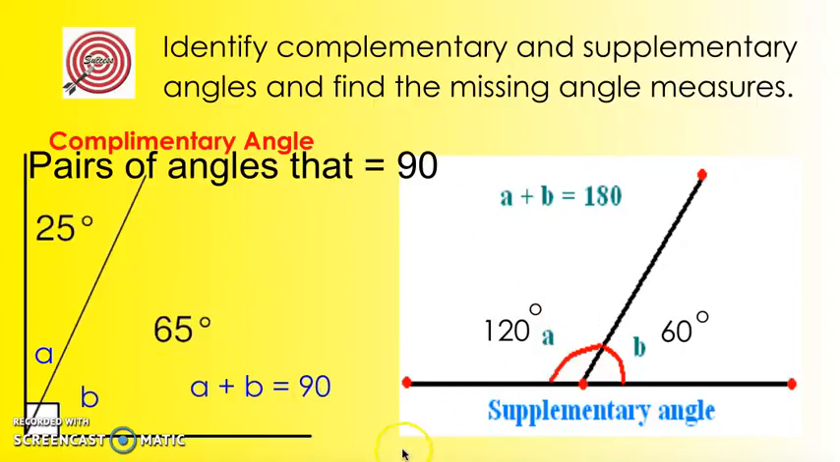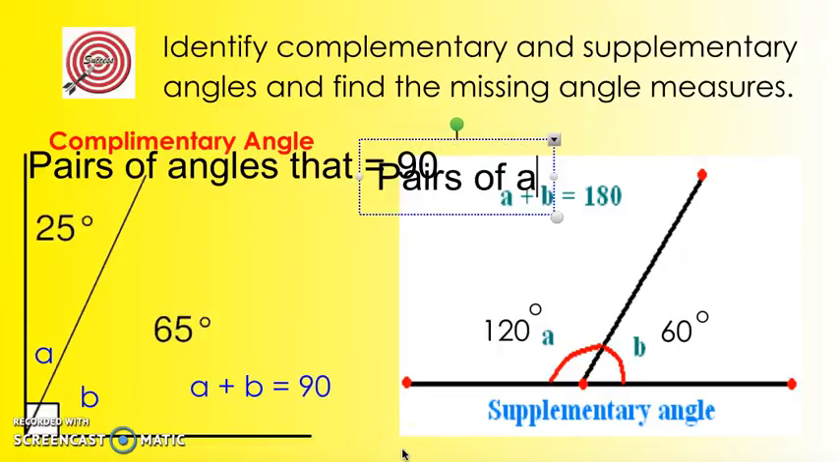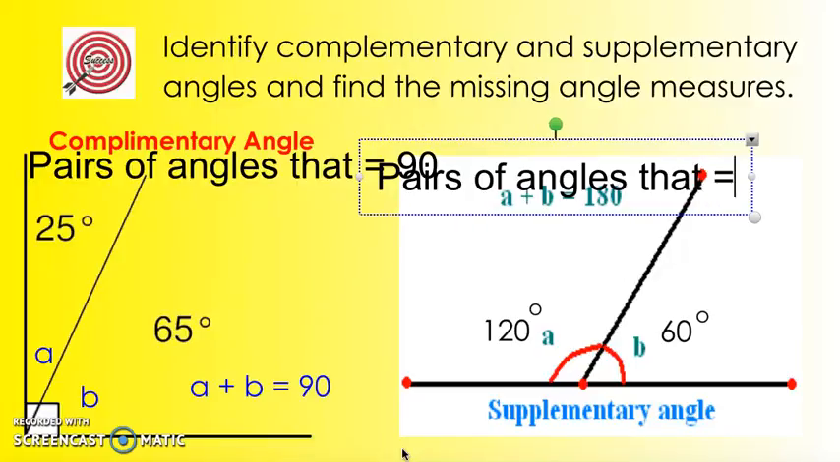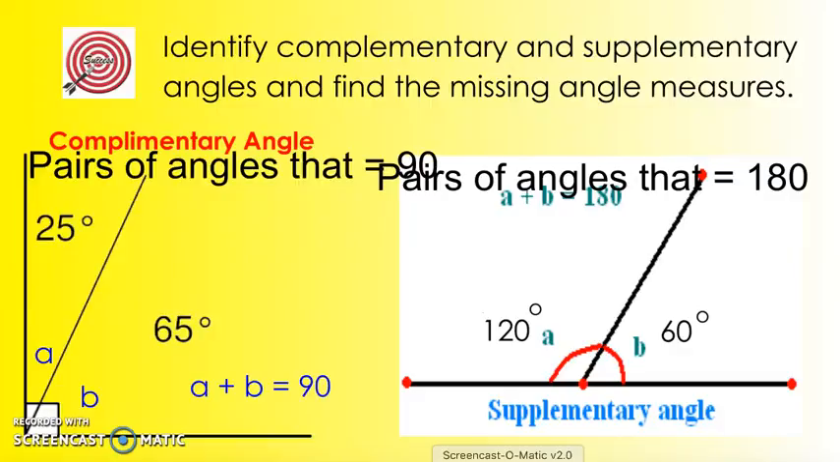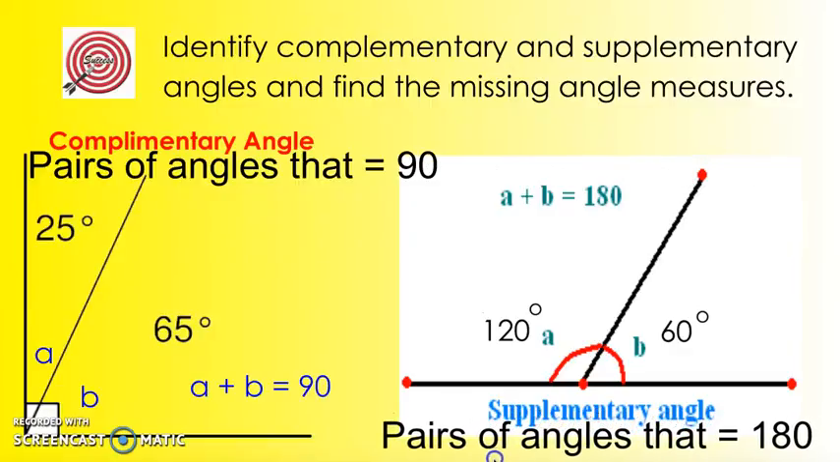Now, supplementary angles, on the other hand, are pairs of angles that equal 180 degrees. If you look at this example, here's angle A and angle B, and added together, 120 plus 60, they equal 180 degrees. And notice 180 degrees is a straight angle. And over here, complementary angles create a 90-degree angle when you add them together.